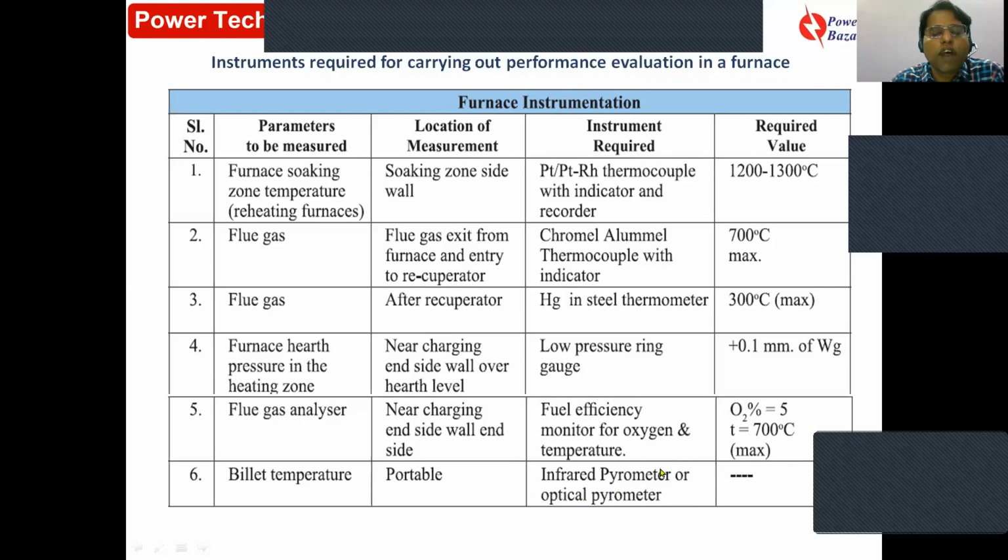These are basically infrared thermometers, and these are all portable instruments, used at the locations where the measurement has to be taken. So we have to measure the temperature of the billet, carry out flue gas analysis, measure the flue gas temperature, and measure the furnace zone working temperature with the available instruments.